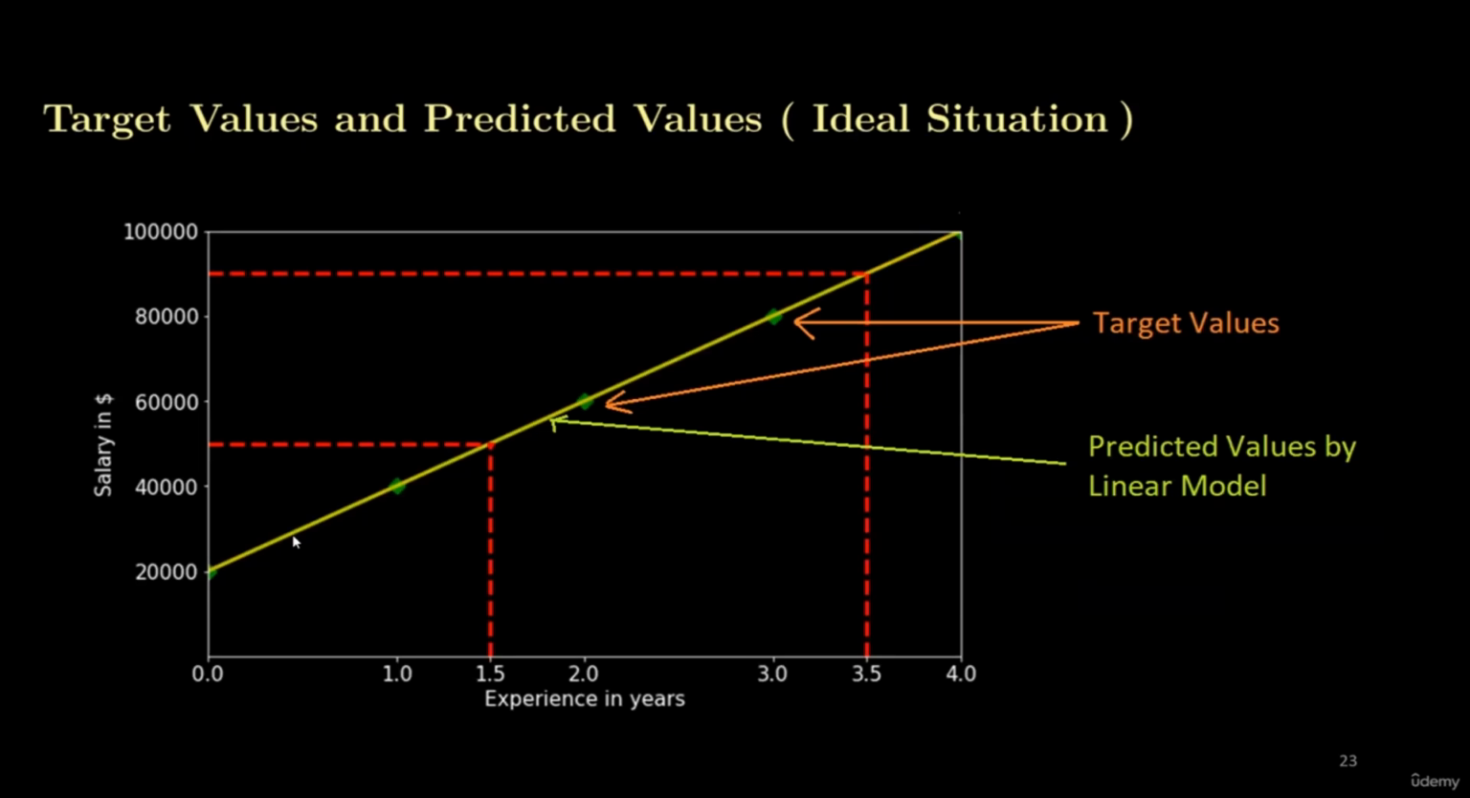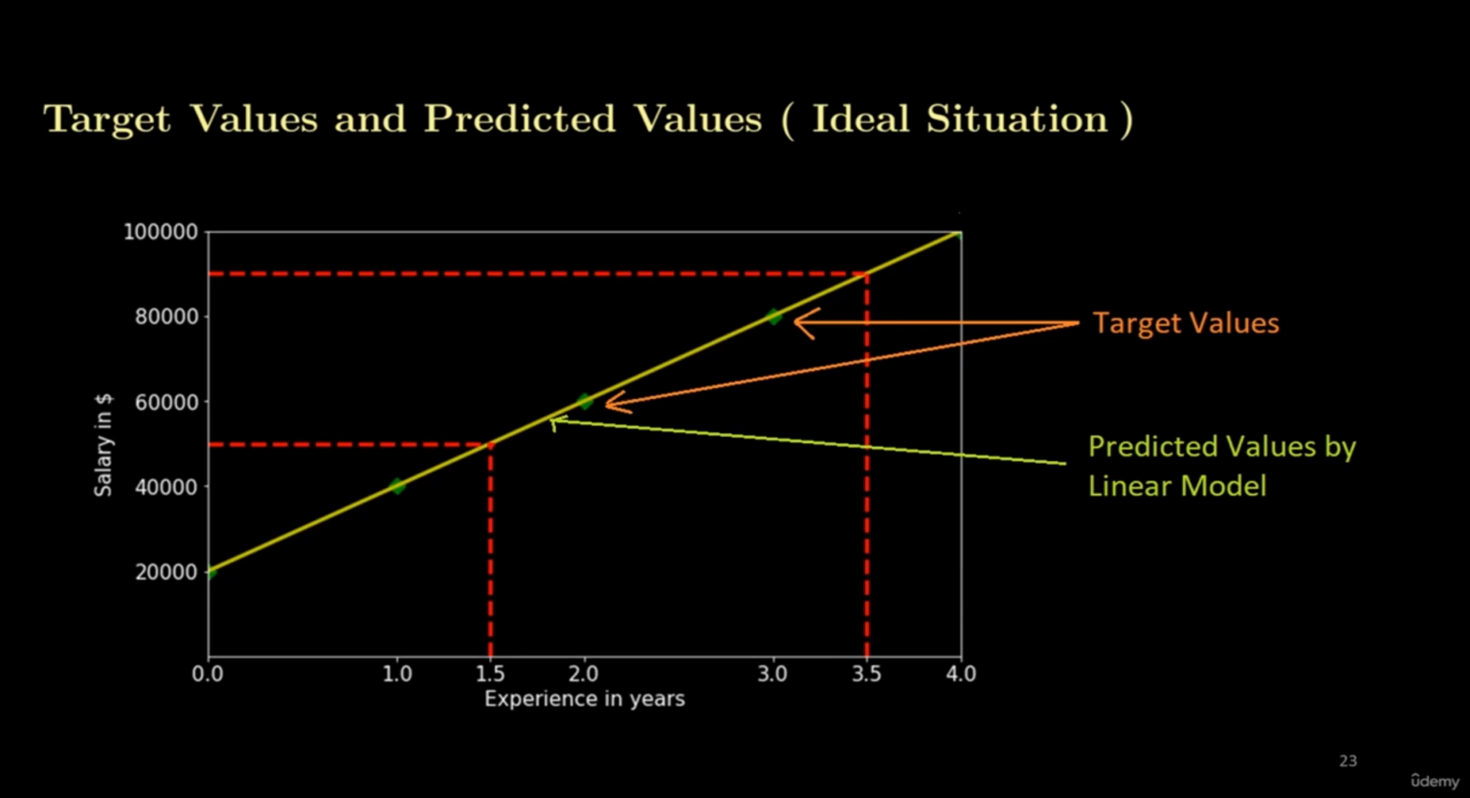So here I am connecting these target values or these target points with the help of a straight line. Now we know that this is not only a straight line, this is a linear model, or a linear regression model having only one feature. So this is our target value, and when we draw a line on these target values, this is our linear model. So the values predicted by this linear model will be known as the predicted values.